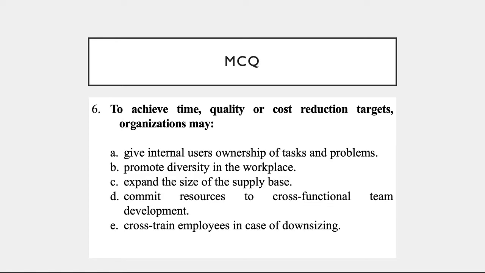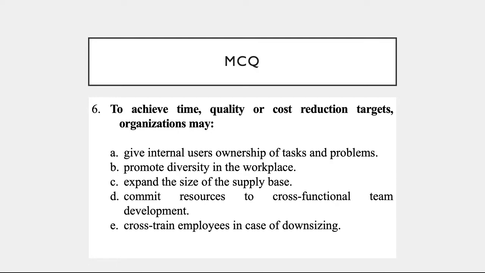Now question number 6. To achieve time, quality or cost reduction targets, organizations may A. Give internal users ownership of tasks and problems. B. Promote diversity in the workplace. C. Expand the size of the supply base. D. Commit resources to cross-functional team development. E. Cross-train employees in case of downsizing.